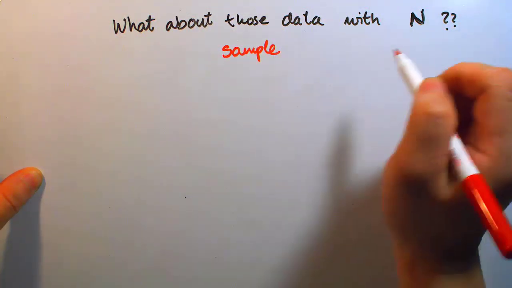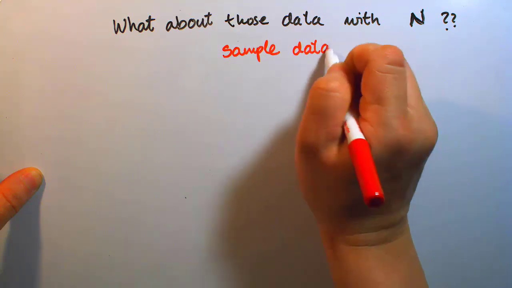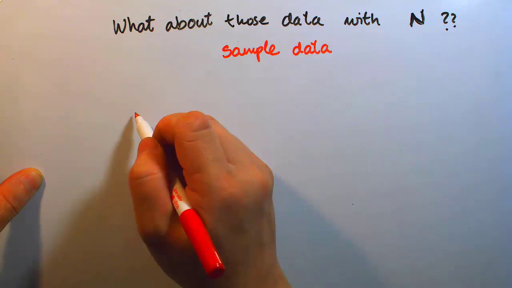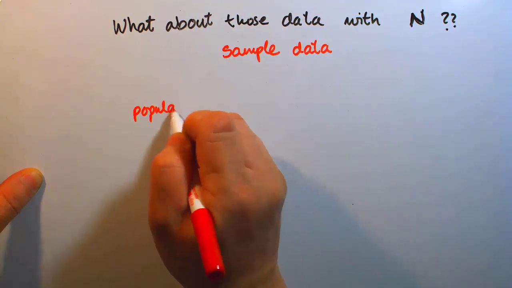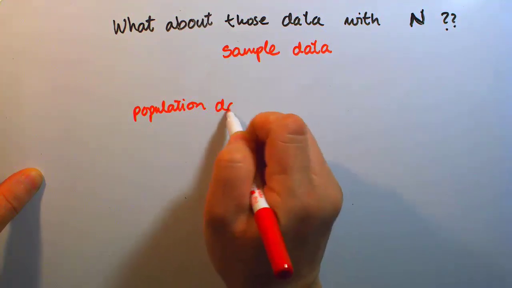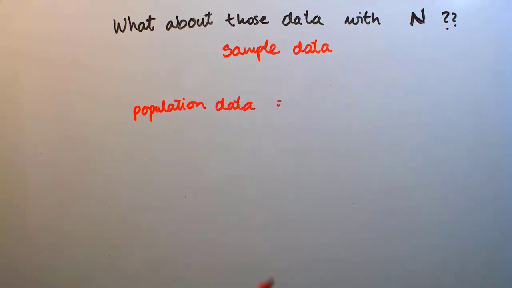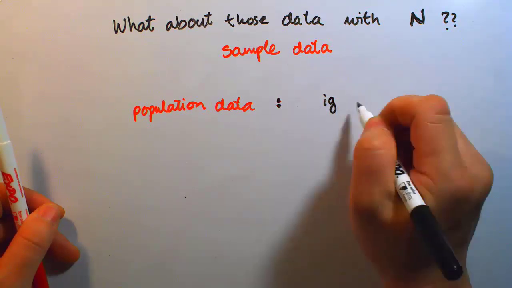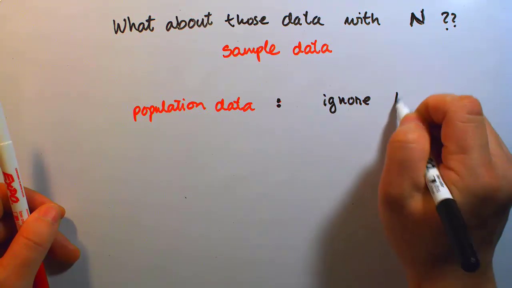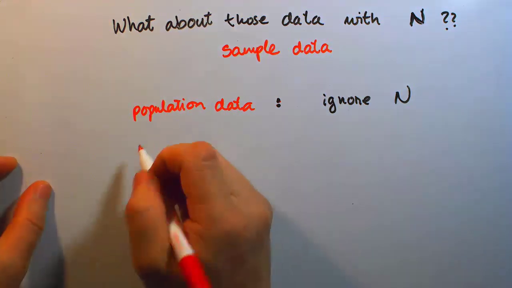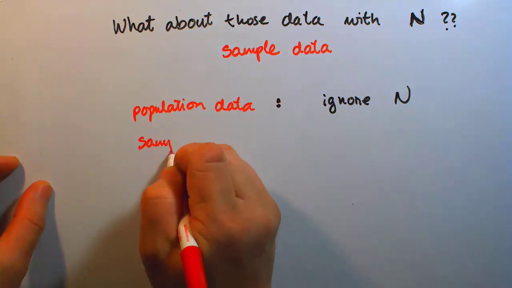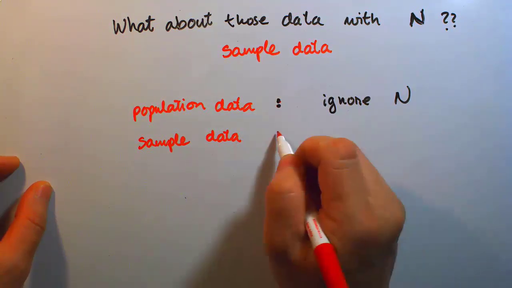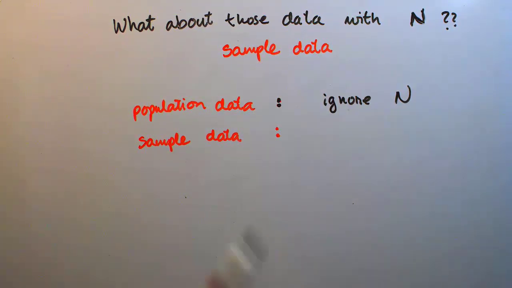So data having an n count is now regarded as sample data versus population data. We just now learned population data, where we must ignore n. But now if we're looking back at any data we have been working with prior to this point, then those data are regarded as sample data.